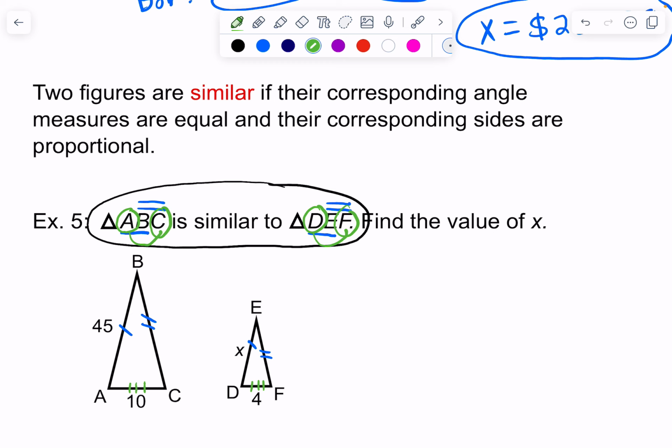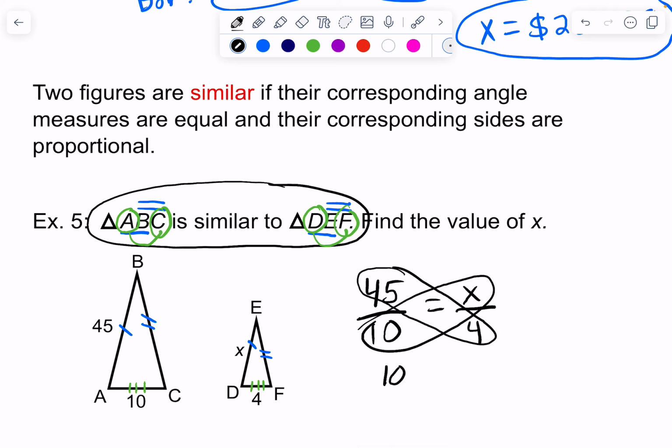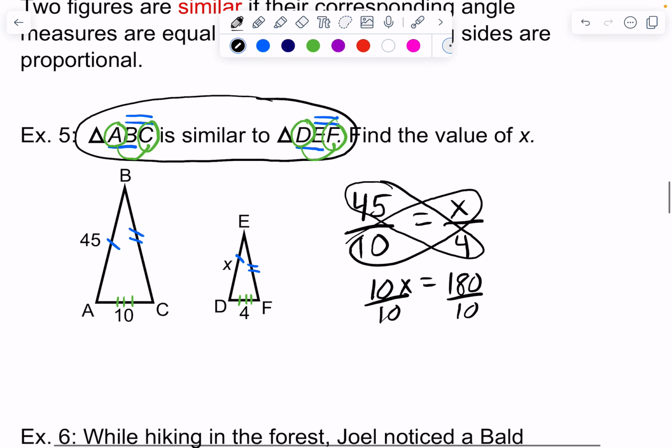Now that we know the corresponding relationships, let's set up a proportion. So I know that 45 to 10 must equal x, which corresponds to 45, over 4, which corresponds to 10. So we're going to cross multiply, and we've got that 10x equals, I think it's 180. Let's just verify that. That's going to be 180. Divide by 10 on both sides, and x equals 18. So side DE would equal 18.